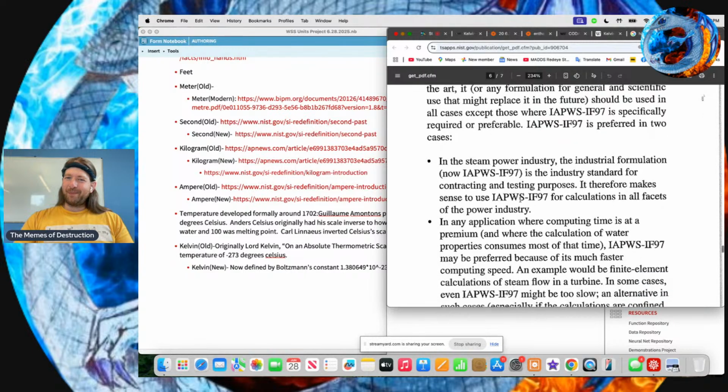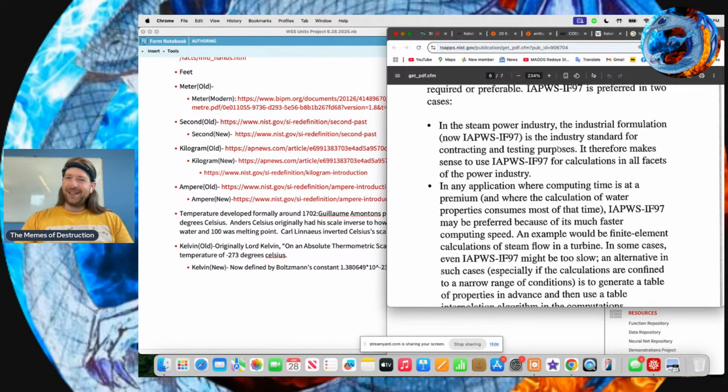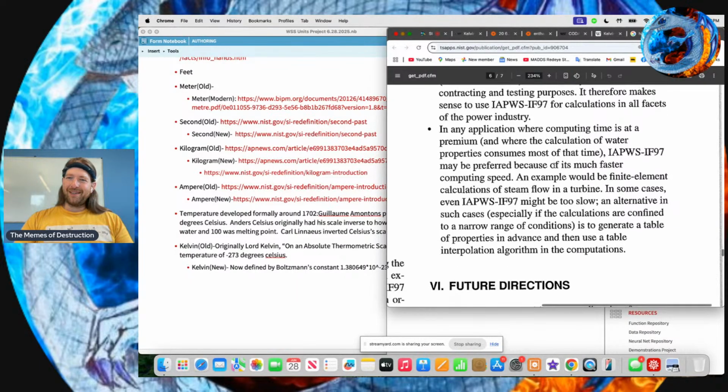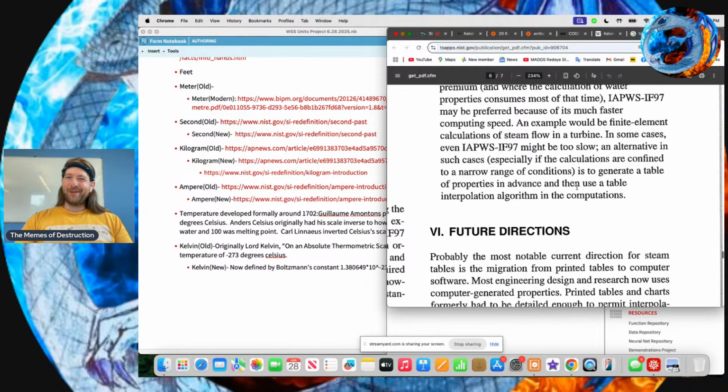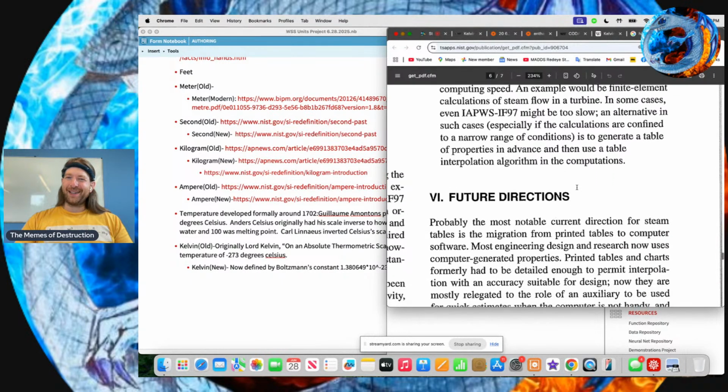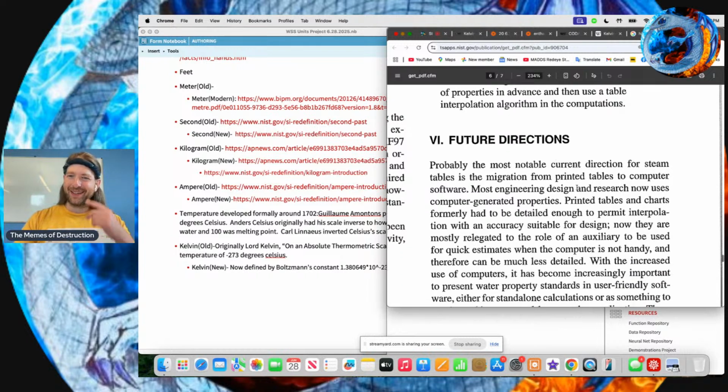Okay, so they're using when it's preferred. In the steam power industry, they used that one. It makes sense to use it for calculations in all facets of the power industry, where computing time is at a premium. The calculation of water properties consumes most of that time. Oh. Okay, so there was a more detailed and then a so-called quick and dirty method, it sounds like.